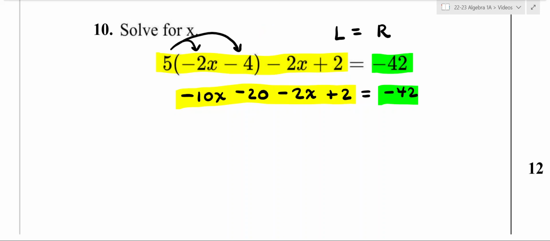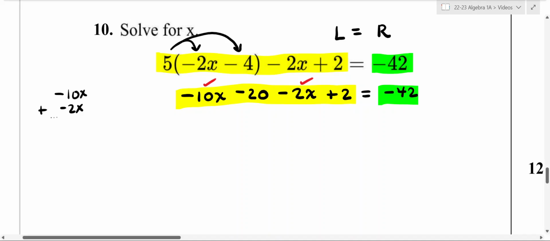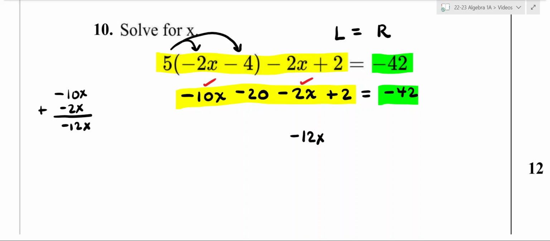But there's one more thing that we can do to simplify this further, and that is this one and this one, we can rewrite them, right? Because they're like terms. So negative 10x plus negative 2x gives us negative 12x. And we can also, this one and this one, they're both constants, so technically they're both like terms. So we can do negative 20 plus 2, which gives us negative 18.